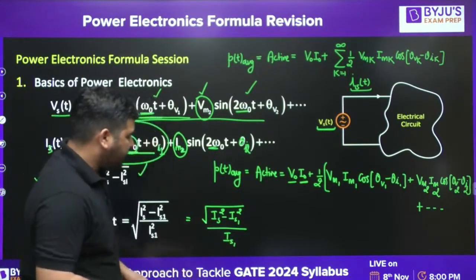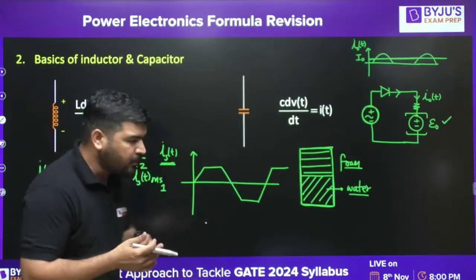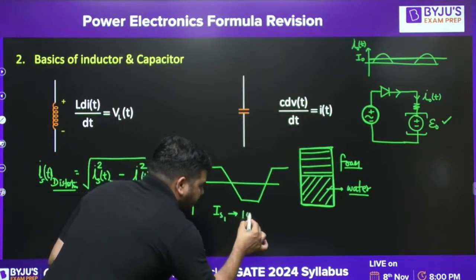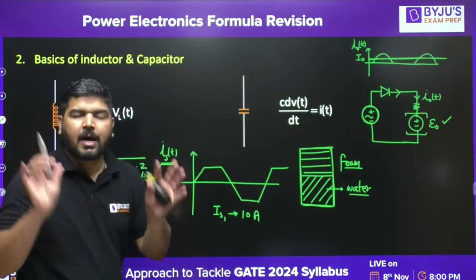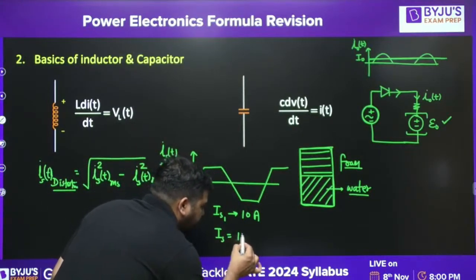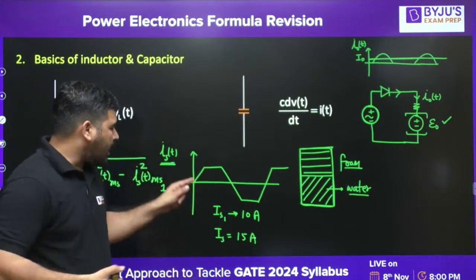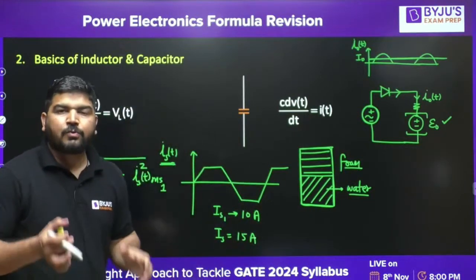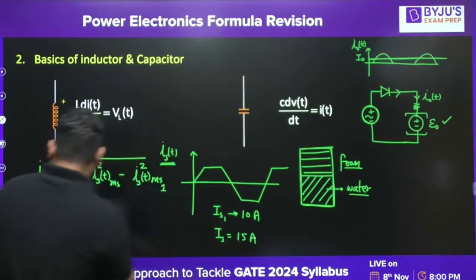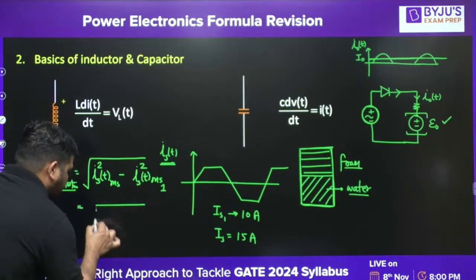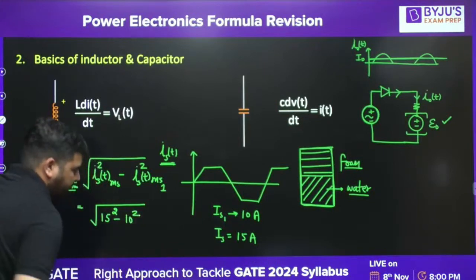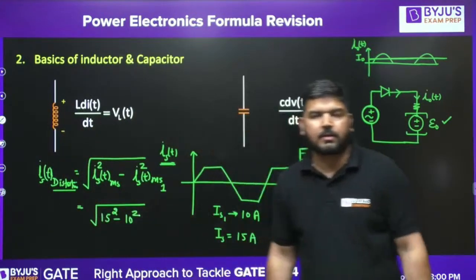Let's say we have any wave, let's say we have this wave. In this wave, the RMS value of the fundamental is, let's say, 10 ampere. Let's say this is the RMS value of the fundamental component. And let's say the total RMS of the signal is 15 ampere. So we can calculate the RMS of the distortion. The RMS of the distortion signal is the root of the total RMS square, which is 15 square, minus 10 square.